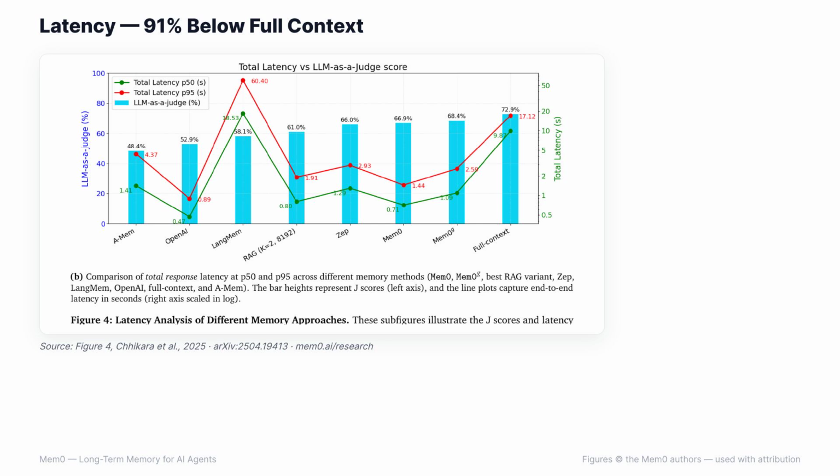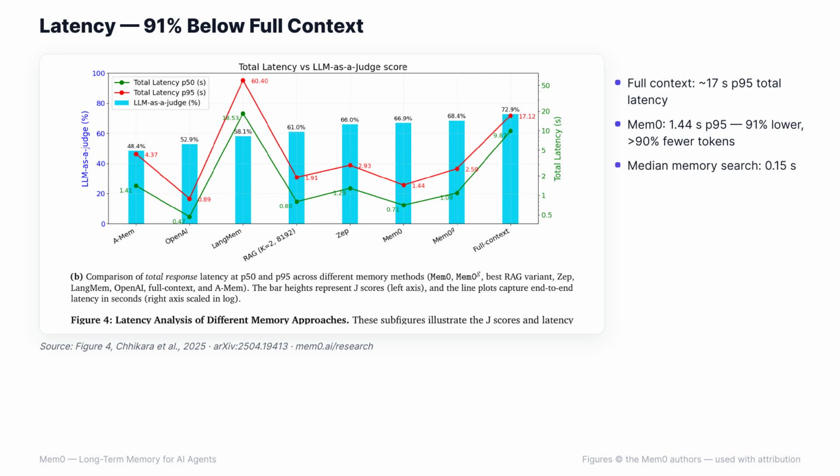Accuracy is only half the story. Production systems live and die by latency. Feeding the entire conversation to the model tops the quality chart, but costs 17 seconds at the 95th percentile. Memo answers in 1.4 seconds, a 91% reduction, while saving more than 90% of the tokens. Search itself takes 150 milliseconds at the median. That is the trade Memo makes, near full context quality at a fraction of the cost.